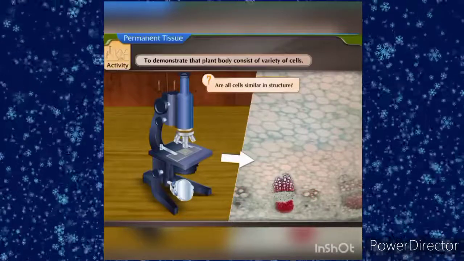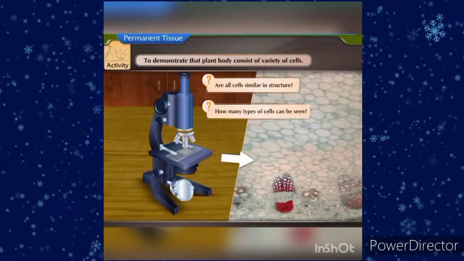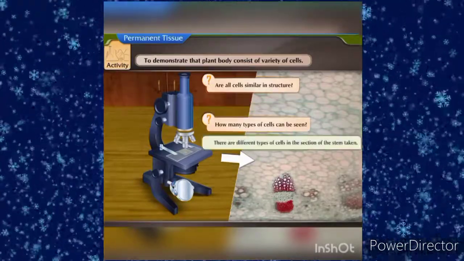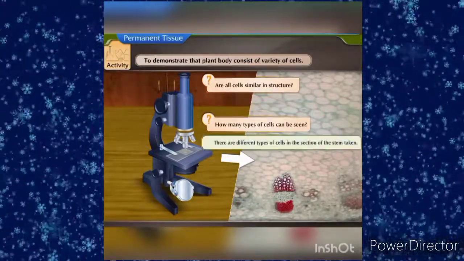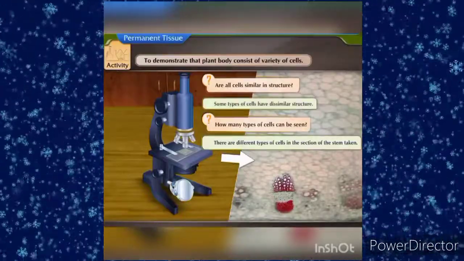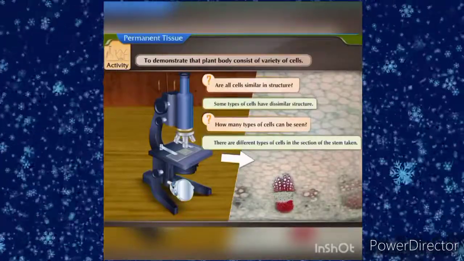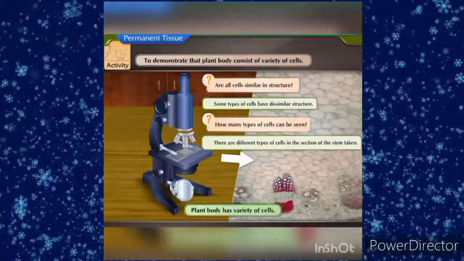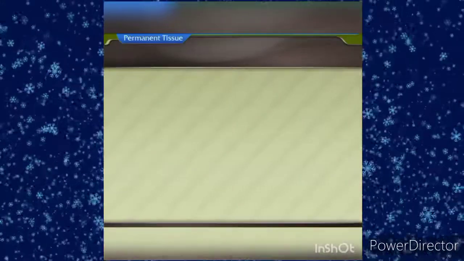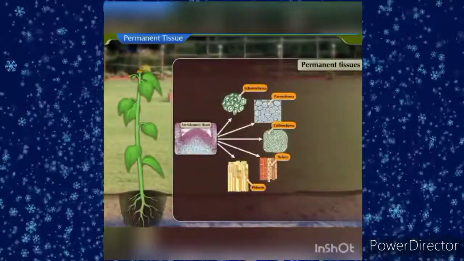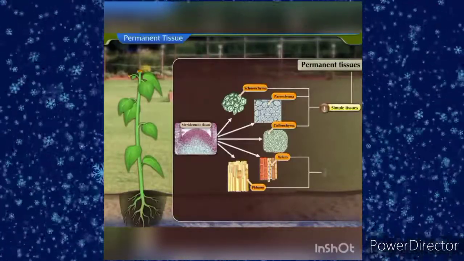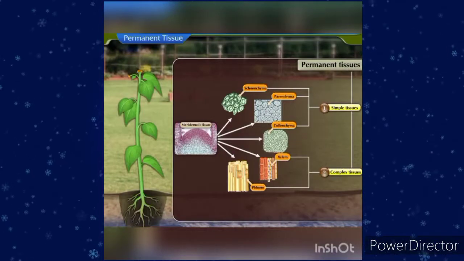Are all cells similar in structure? How many types of cells can be seen? You will find different types of cells in the section of the stem taken. Some of them have dissimilar structure. This demonstrates that the plant body has a variety of cells. Permanent tissues are subdivided into two groups: 1. Simple tissues. 2. Complex tissues.